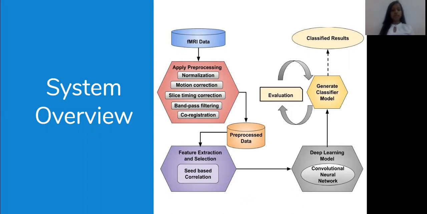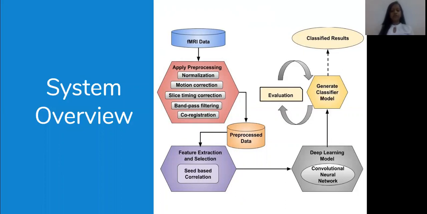Here is our system overview. Initially, the fMRI data was applied for pre-processing techniques. There we have applied the techniques of normalization, motion correction, slice time correction, band pass filtering, co-registration, which will be discussed in more detail later in the presentation. And then the pre-processed data was applied for feature extraction and selection.